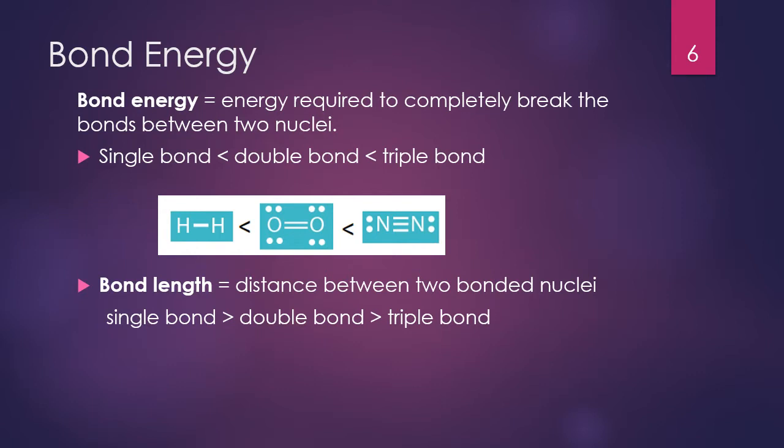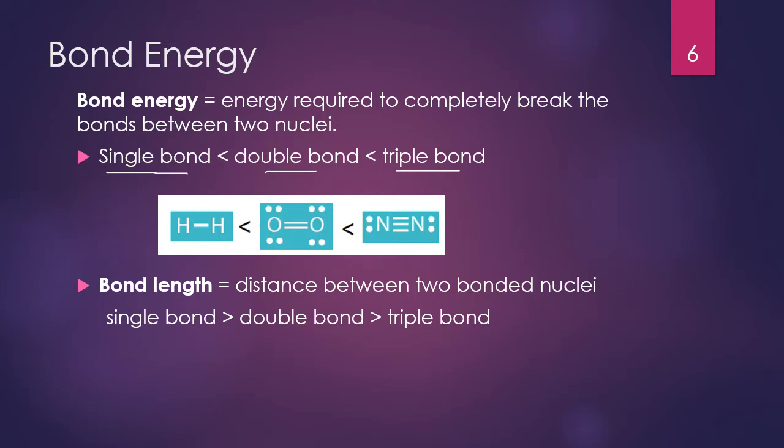So let's look at the bond energy of single versus double versus triple bonds. Bond energy is the energy required to completely break the bonds between two atoms. A single bond is going to have the lowest energy. A double bond will be next, and then a triple bond will be the hardest.